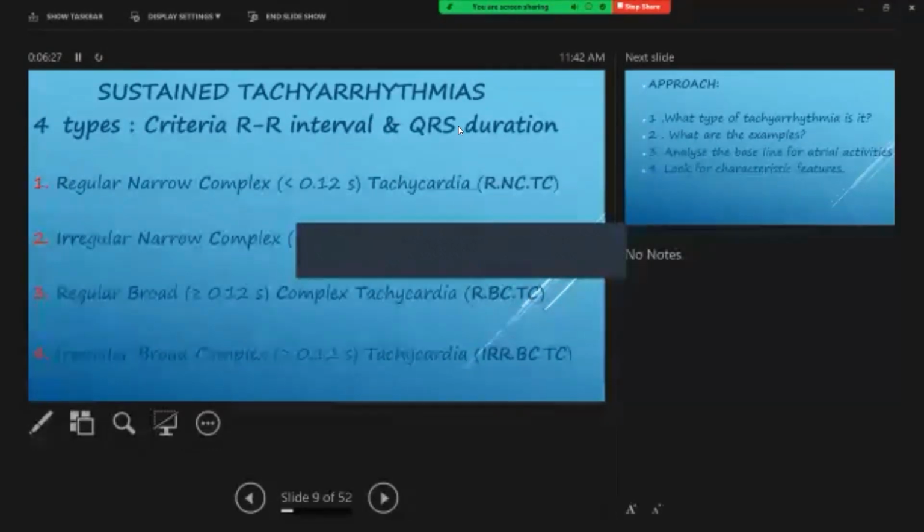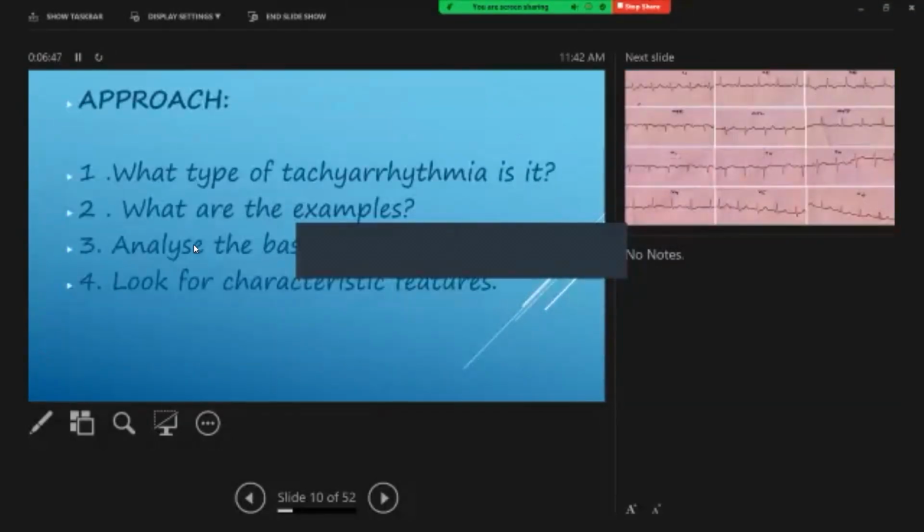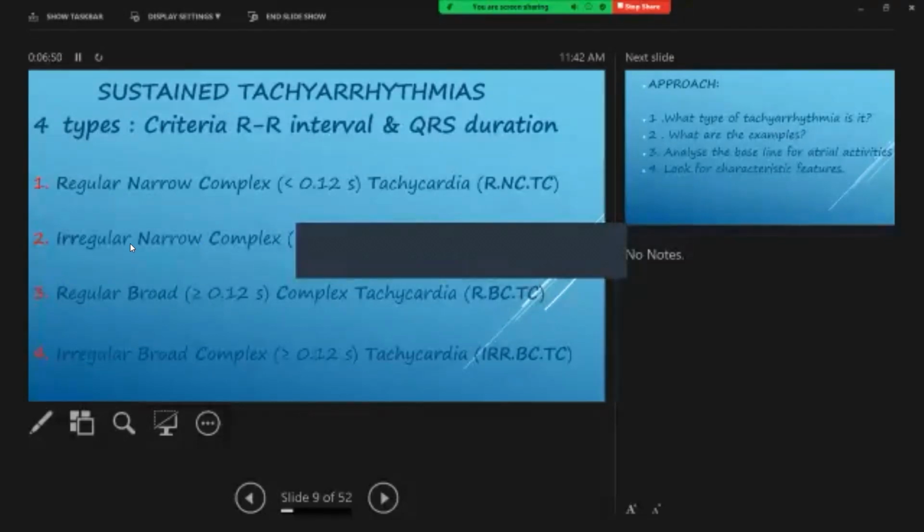According to these 2 criteria, there are 4 types of tachyarrhythmias. Regular narrow complex tachycardia is the commonest type of tachyarrhythmia. There, the RR intervals are regular and the QRS duration is narrow, less than 0.12 seconds. Then irregular narrow complex tachycardia means the RR intervals are irregular, the QRS complexes are narrow. Then the third category is regular broad complex tachycardia. RR intervals are regular. The QRS duration is more than or equal to 0.12 seconds. Then the fourth category is irregular broad complex tachycardia. The RR intervals are irregular. The complexes are broad.